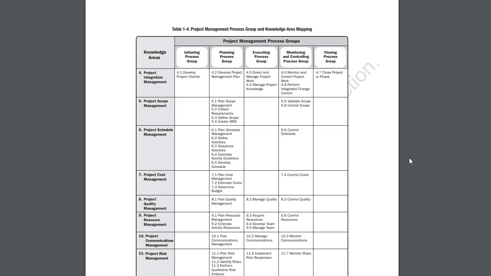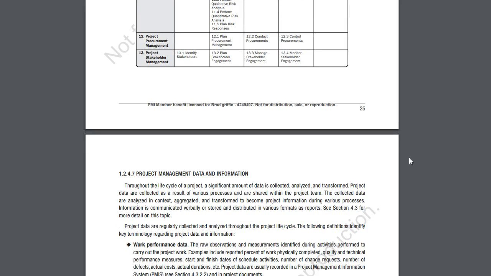When you get your book, I would put a bookmark in this chart, because it's a great way to look at what those different areas are, linked directly to them. It's like a crosswalk. So when we start talking about executing resource management, you can go, aha, I know that I'm in section 9.2 or 9.3.